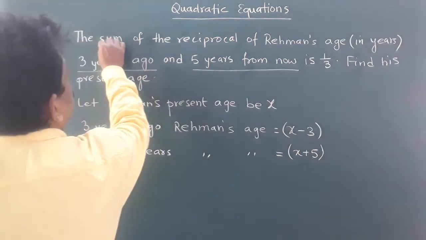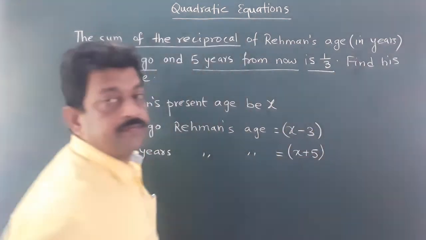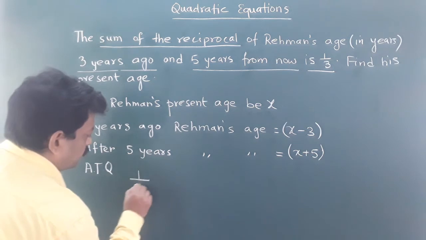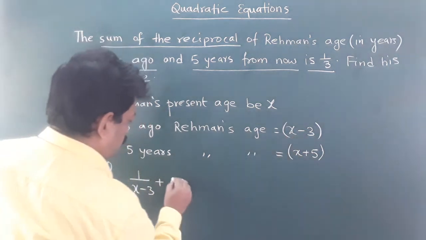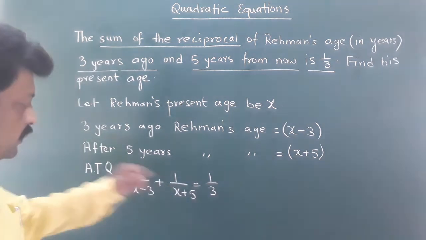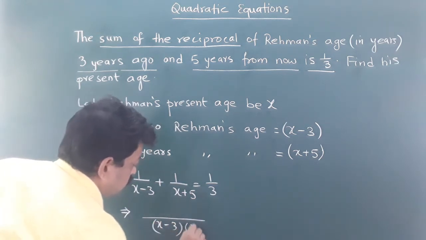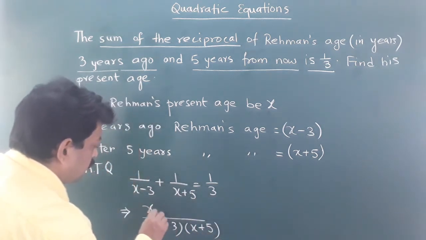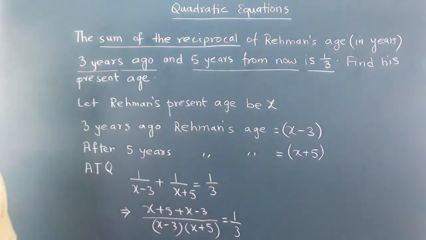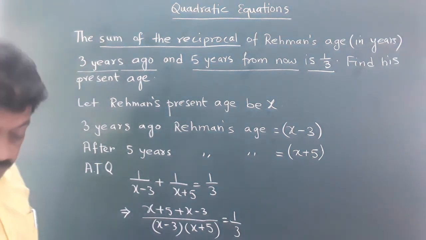Now the condition says the sum of the reciprocals of these two ages is 1/3. So according to the question we can say 1/(x minus 3) plus 1/(x plus 5) is equal to 1 upon 3. This is the condition. Now let me simplify this. So (x minus 3)(x plus 5), and here (x plus 5) plus (x minus 3), equals 1 upon 3. So I think this much is okay. You have understood? Okay.